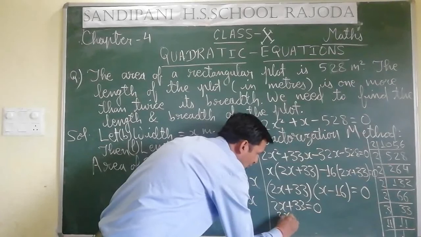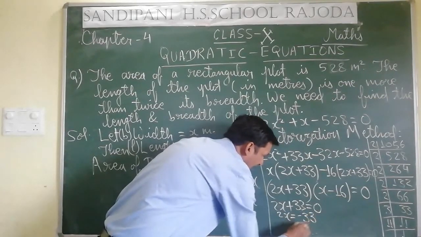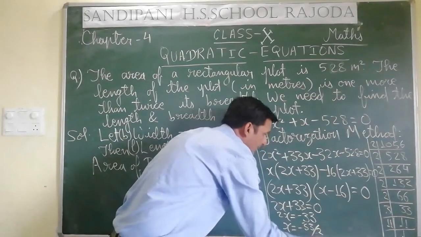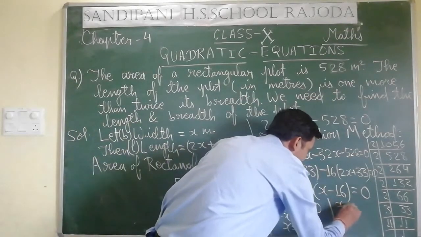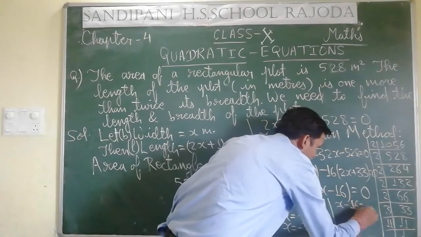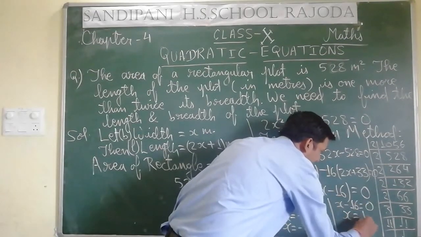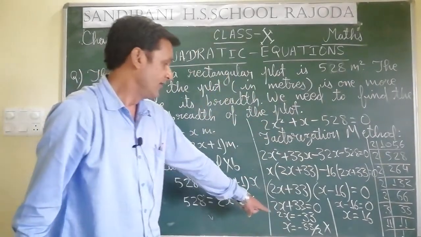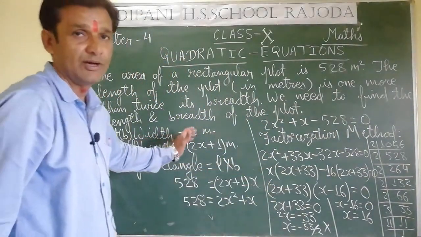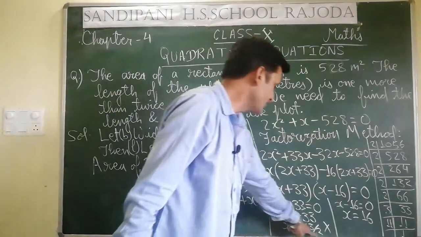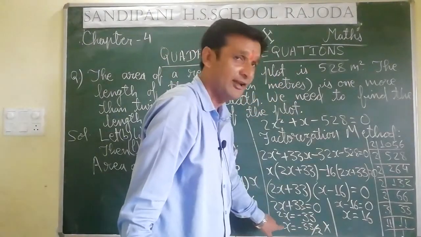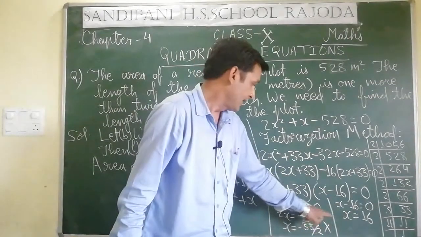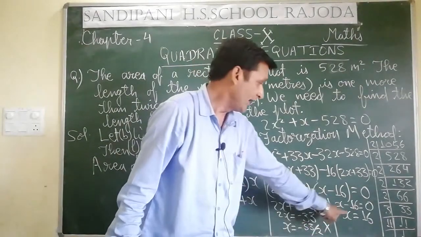So 2x is equal to minus 33 and x is equal to minus 33 by 2. And here x minus 16 is equal to 0, so x is equal to 16. This value we can't consider because width can't be negative. It is always positive, so this part is not considered. Of course, we got two values: x is equal to minus 33 by 2 and x is equal to 16.